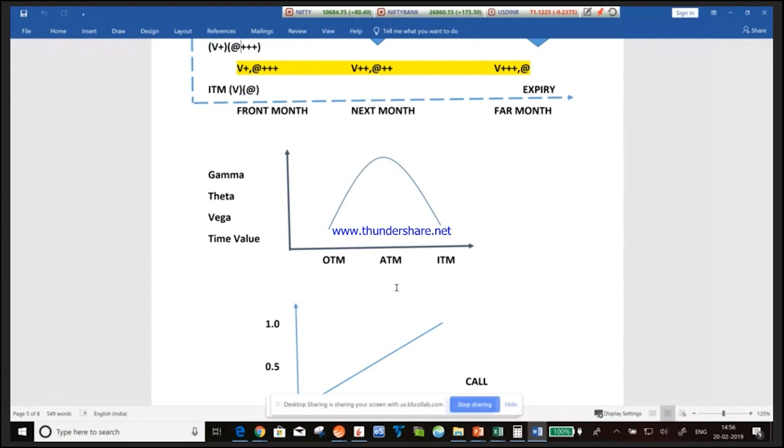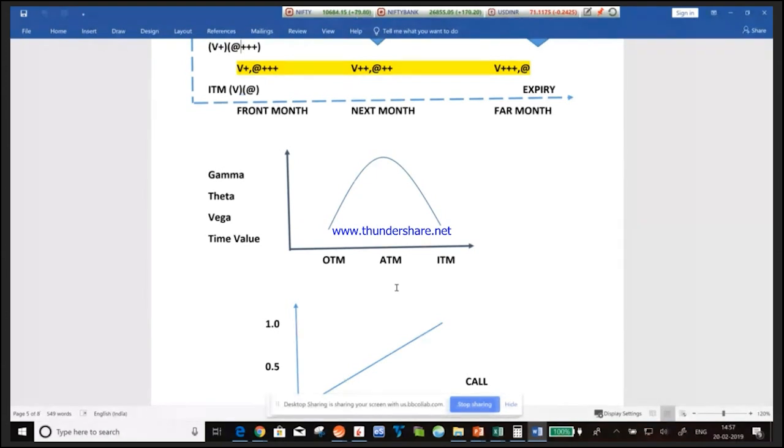Theta highest, theta front. Bhavya is right. Vasudev is right. Those who are saying far, you are incorrect. Remember, far out of the money, far month expiry means higher time value. Higher time value means lesser impact. More time to expiry means lesser impact. Front month means lesser time to expiry, so the value of theta is going to be higher. So front month is going to have the highest value of theta. Far month, as you go further, it is going to reduce.